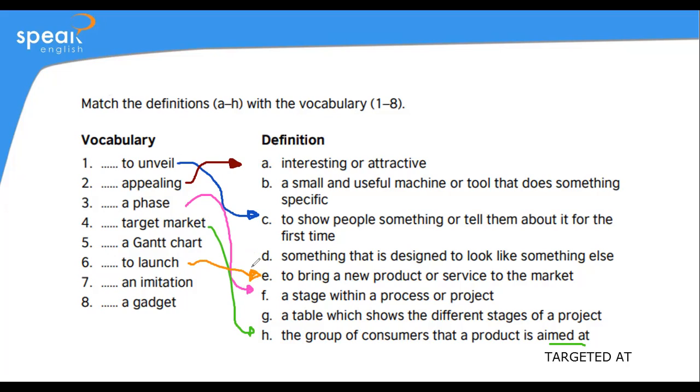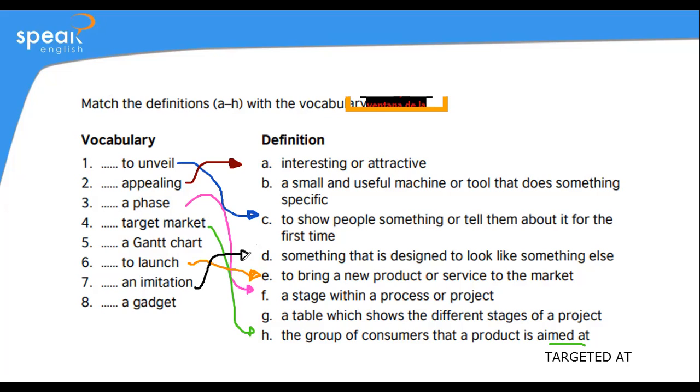Now, number 7, an imitation. What's an imitation? D? Yeah. Can you read it for me? Something that is designed to look like something else.